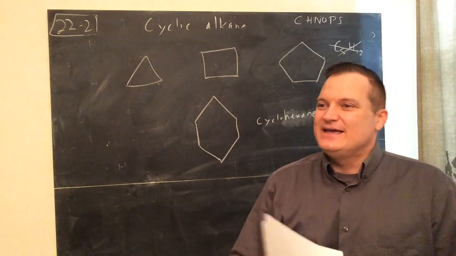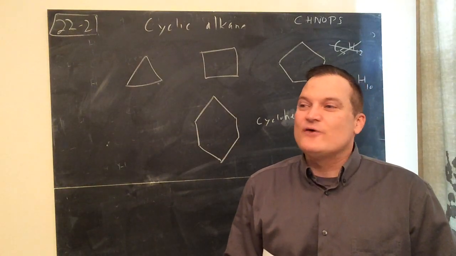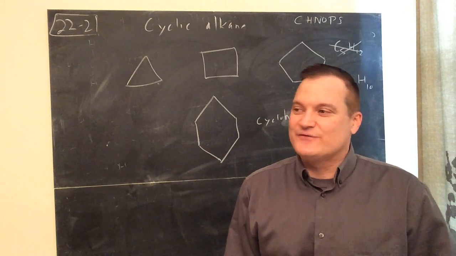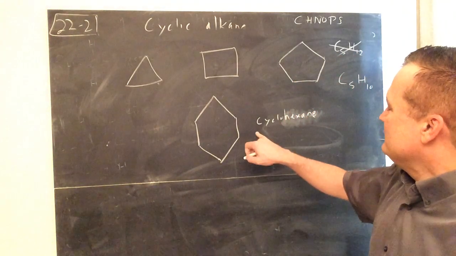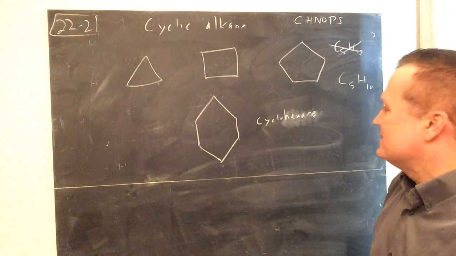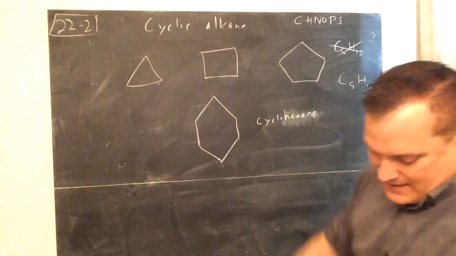Cyclohexane is a solvent, a liquid that many organic compounds can dissolve in. And you might hear some medications that have this as well. But 1, 2, 3, 4, 5, 6. Sorry about that. Cyclohexane. All right, and what's next?